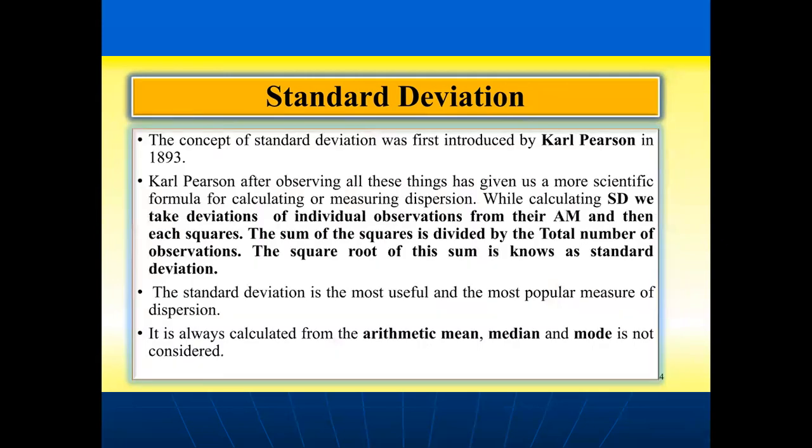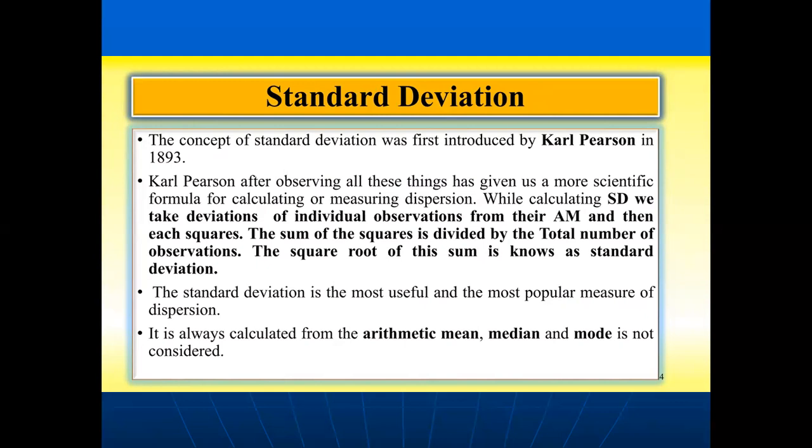dispersion. Now, the concept of standard deviation was first introduced by Karl Pearson in 1893. Karl Pearson, after observing all these things, gave a more scientific way of calculating the dispersion. While calculating standard deviation, we take the deviation of individual observations from the arithmetic mean. Then each is squared, and the sum of the squares is divided by the total number of observations. The square root of this is basically known as the standard deviation.